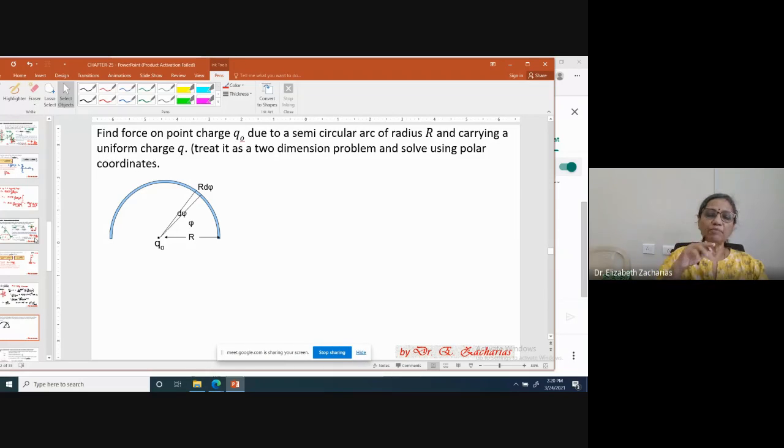Instead of a full circle, I'm going to have a semicircle with uniform charge distribution. I'm going to put a point charge Q naught here at the center. Radius is R. Now, let the total charge on the semicircle be Q. Can you find out what will be the force on Q naught and what will be the direction of the force? Assume Q naught and Q are positive. Note it down. Please note down this problem because it's time up. I'm going to stop the class. Try this problem and come. You will have to use polar coordinates to solve this problem.